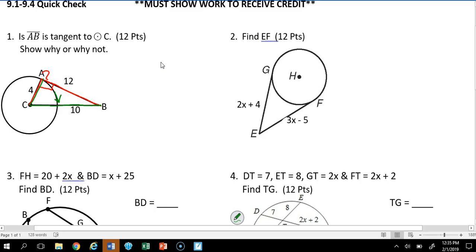So this right here is a radius, and so is this. So that means I can repeat that 4 right there. So now I can see if this is a right triangle, and thus if the angle at A is a right angle. So I'm going to do 4 squared plus 12 squared. And what I want to see is, is it equal to 14 squared? And that's because this right here is 14, because 4 plus 10 is 14.